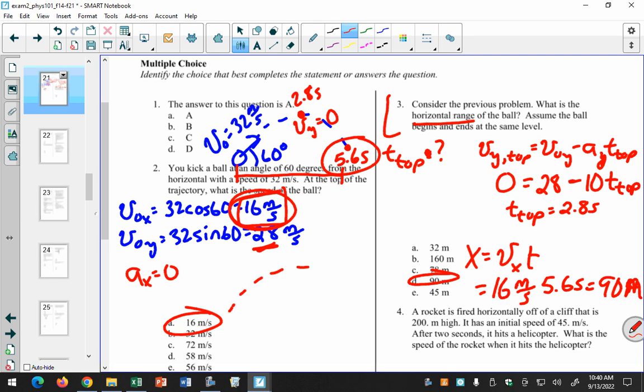So remember, I drew this graph on the first day when we talked about this. I said that Vx always stays the same. It doesn't change. That's not true for Vy. Vy gets smaller, it goes to 0, and then it gets bigger in the negative direction.